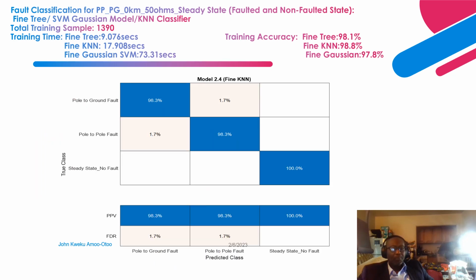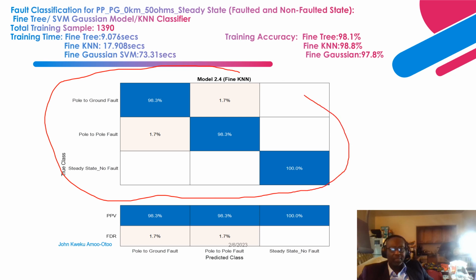My next slide shows the confusion matrix in a different dimension. I have the positive predictive values, similar to the correct classification between actual and predicted, 98.3%, and the false discovery rate is based on misclassification. As you can see over here, this one is the correct classification and accuracy between actual and prediction.